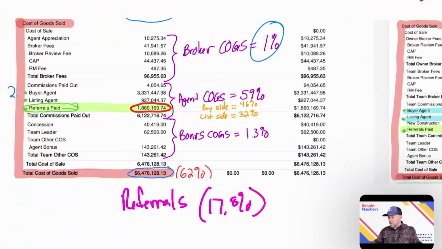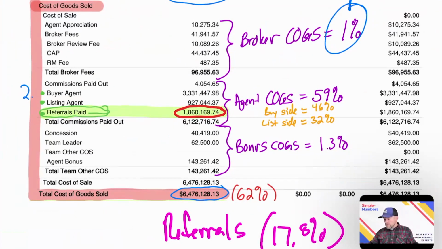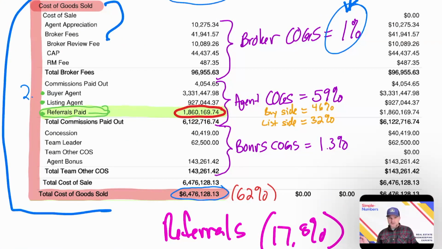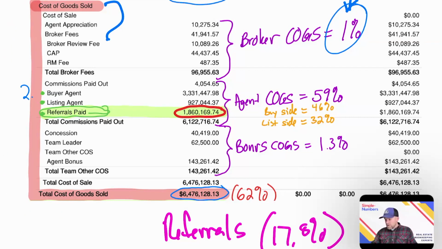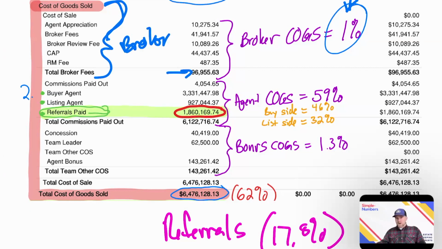When we set up your cost of goods sold, here's how it should be set up, in our opinion. Remember the red part, this whole part is your cost of goods sold. It's broken up into a few different sections. The first section is your broker costs. So in this case, almost 97,000. That's 1%. 1% went to broker cost of goods sold.